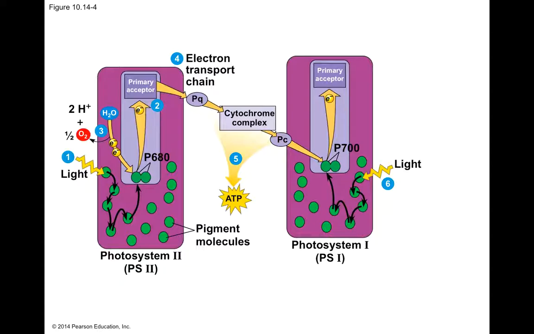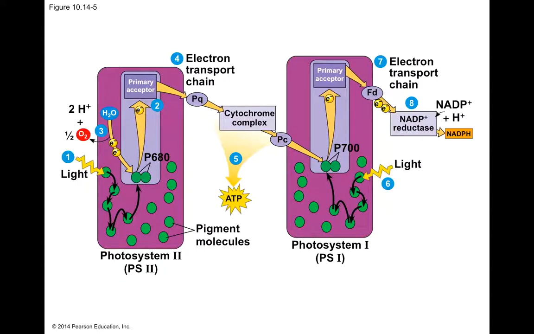Meanwhile, photons of light are also hitting photosystem 1. The pigments are absorbing the energy and passing it to the main chlorophyll molecules. This excites the electrons and causes them to jump out of photosystem 1 into another primary electron acceptor. The hole that's left from the loss of those electrons is filled by the electrons that originally came from photosystem 2. So there's no need to split water for this photosystem.